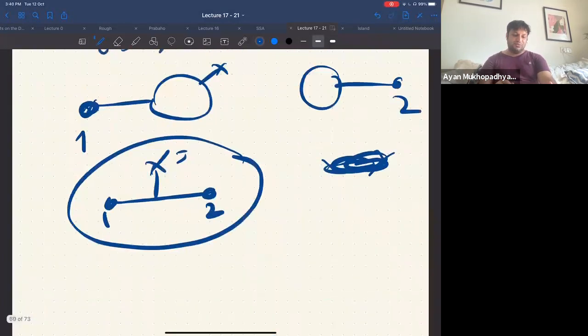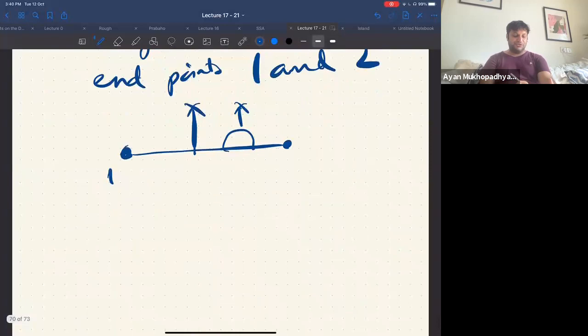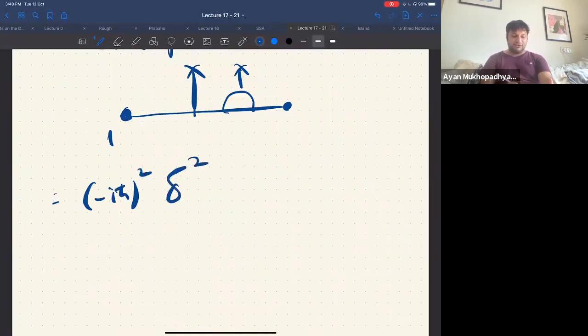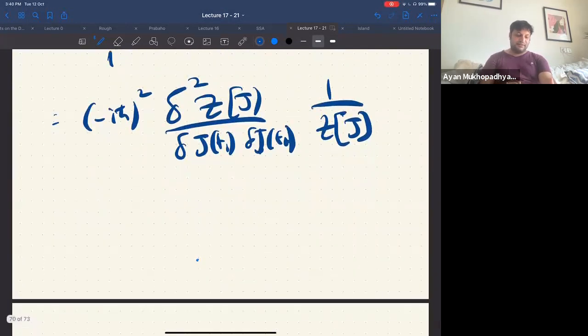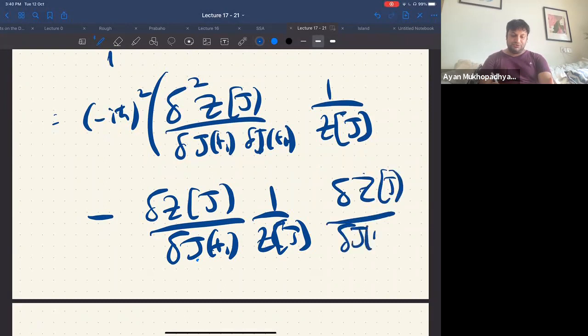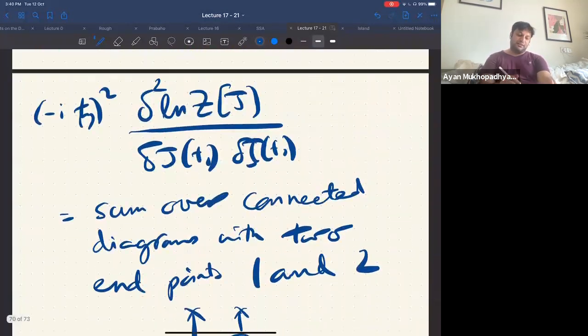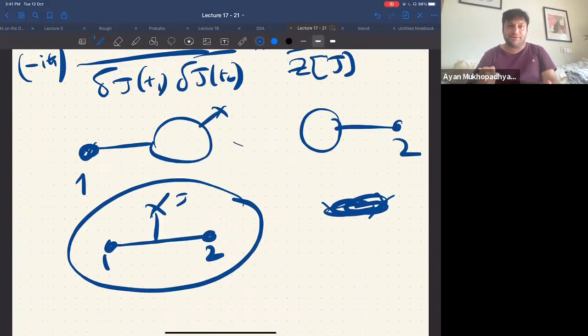I don't want to repeat it, because what we showed is that this is basically equivalent to doing minus i h bar squared delta^2 Z[J] / delta J(t1) delta J(t2) by 1 over Z[J], and then minus of delta Z[J] / delta J(t1) times 1 over Z[J], delta Z[J] / delta J(t2) times 1 over Z[J]. So this is simple algebra: if you do this, you get this, and these two terms will subtract out this class of diagrams.